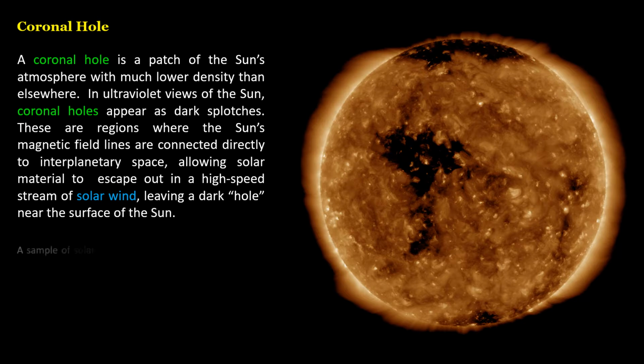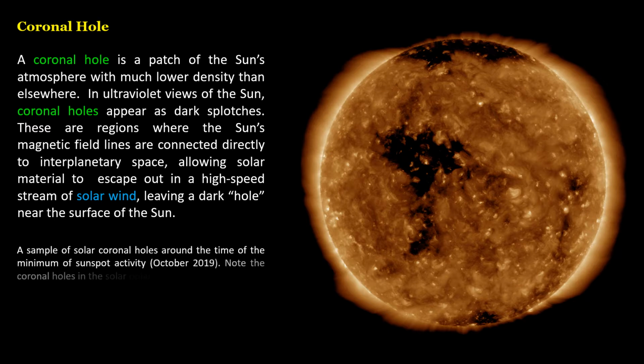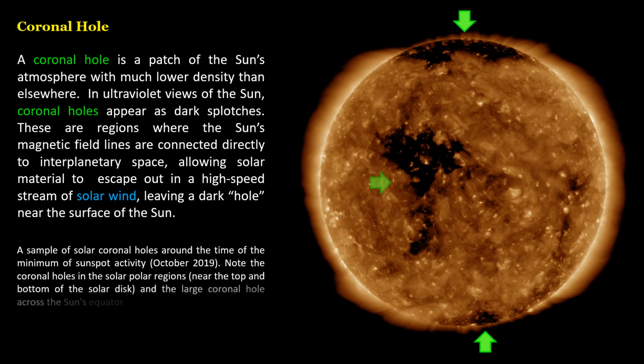A sample of solar coronal holes around the time of the minimum of sunspot activity, October 2019. Note the coronal holes in the solar polar regions, near the top and bottom of the solar disk, and the large coronal hole across the Sun's equator.